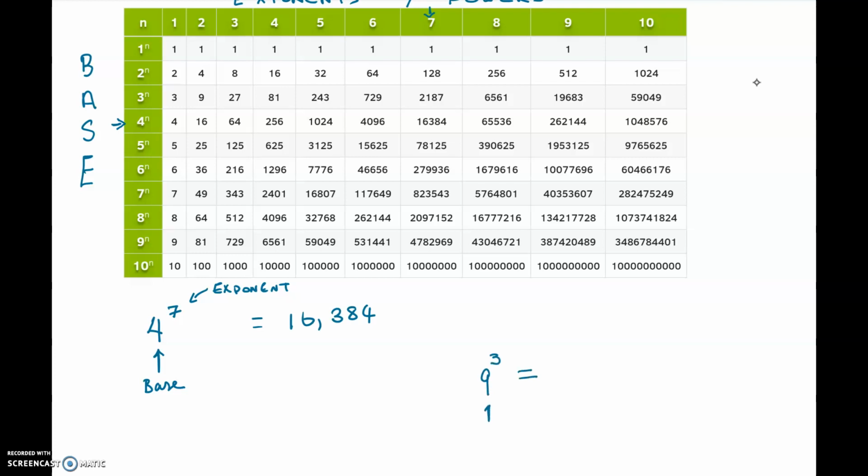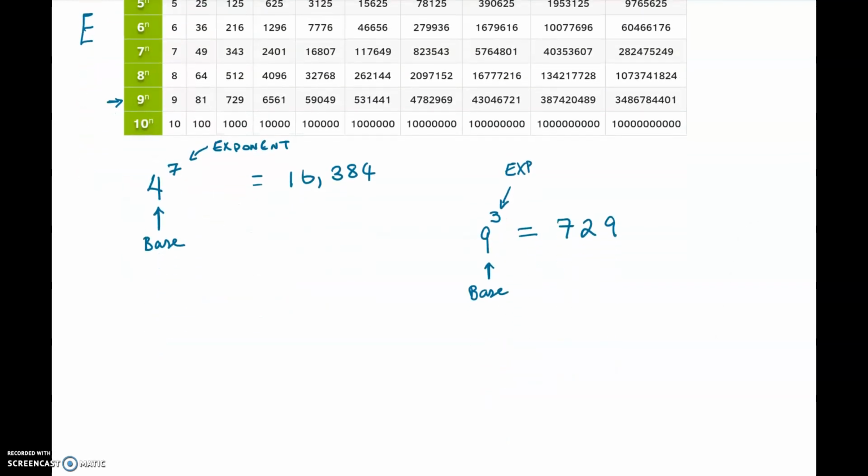Similarly, let's say you wanted to know what 9 to the power of 3 was. 9 is the base, 3 is the exponent, and if you look that up, 9 here is the base, 3 is the exponent, so we're looking down here. So 9 to the power of 3 is 729. That gives us a much quicker way of working it out.